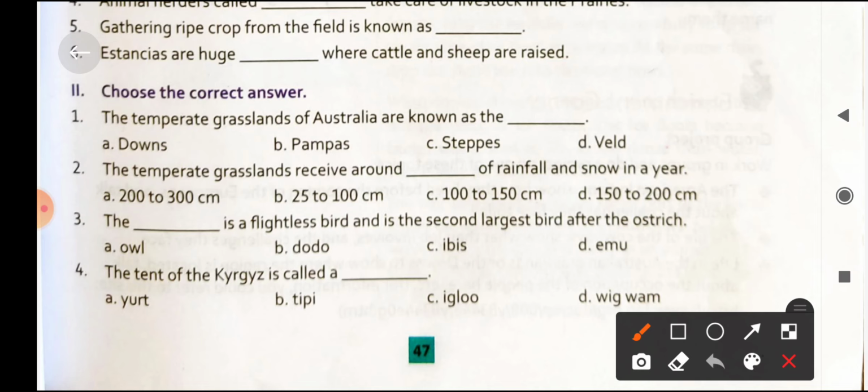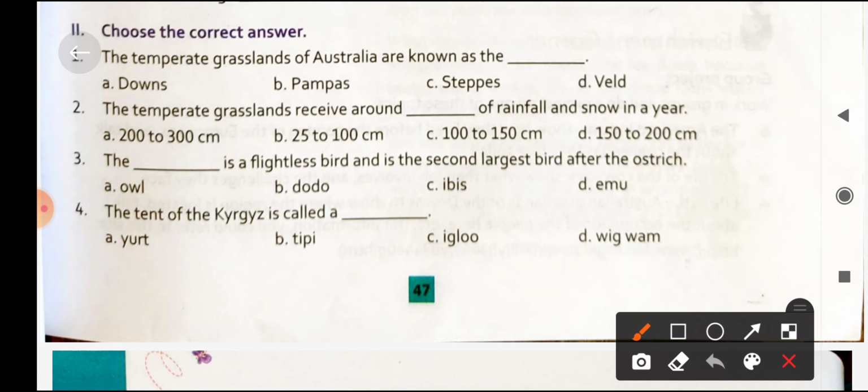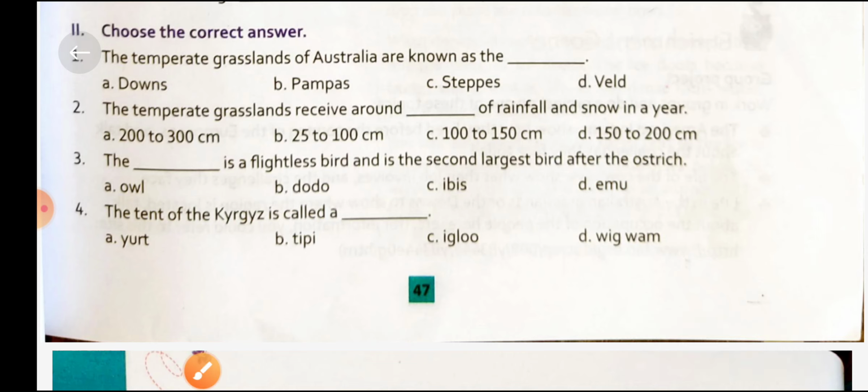Next question: the temperate grasslands receive around centimeters of rainfall and snow in a year. So it is a low rainfall region, here 25 to 100 centimeters of rainfall. Next question: the flightless bird and second largest bird after the ostrich. Which bird is the second largest after the ostrich? That is the emu.